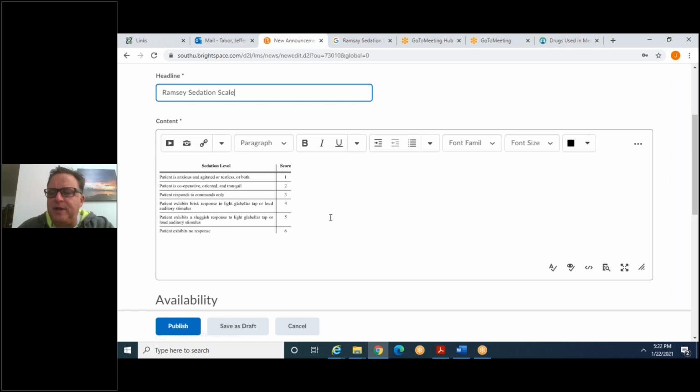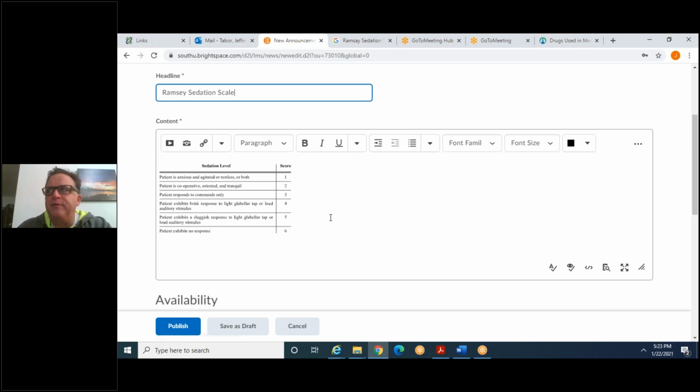So the purpose of a verbal pain scale is for you to be able to put pain in an objective, measurable way. Pain is very subjective. You can't really know what someone's pain level is, but them telling you what it is on a scale of 0 to 10 will put pain in a measurable, objective format. The Ramsey Sedation Scale does the same thing. It's a way that you can more objectively measure a level of sedation.